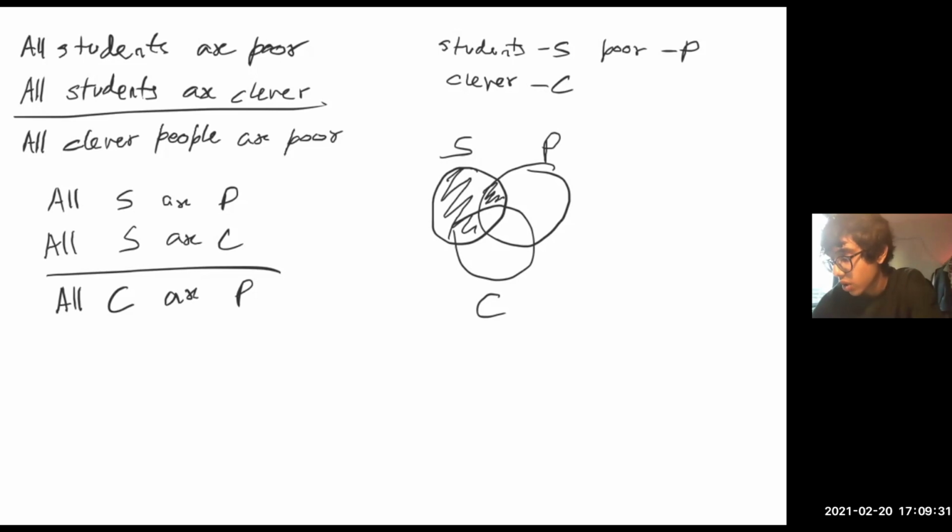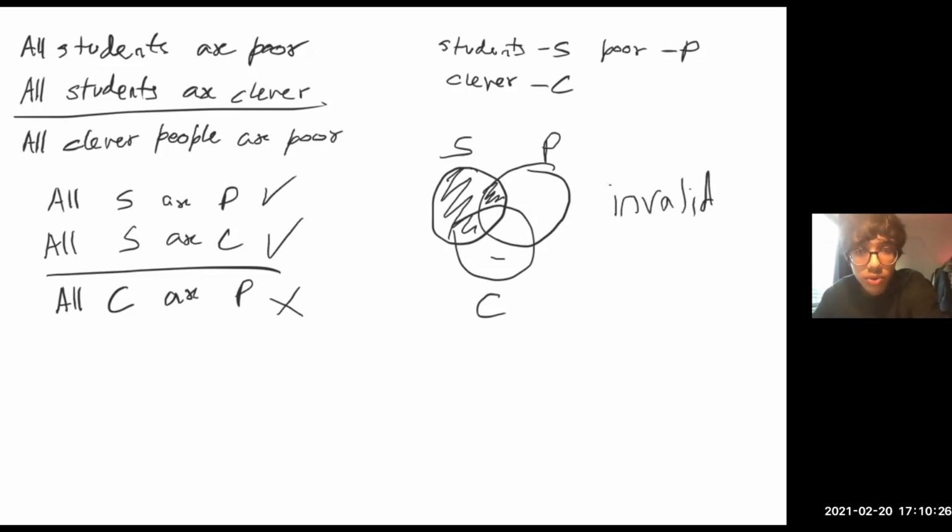We can do that by checking all C are P. So are all clever people poor? No, they're not, because we have this area right here that represents clever people that are not poor. We don't know whether that area has objects or not because it's empty, but we can't come to a definite conclusion that all clever people are poor. Hence, this conclusion is false, even though the premises are all true, and thus this argument is invalid.